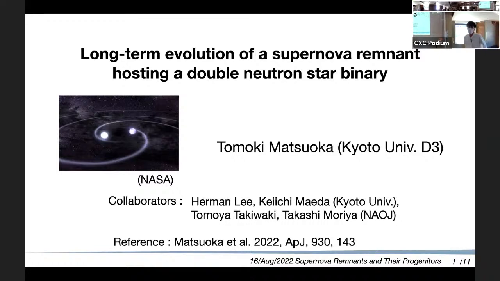Okay. So thank you very much for giving me an opportunity to give a talk in this workshop. My name is Tomoki Matsuoka, a PhD student at Kyoto University working with Herman Lee. And today I'll talk about the long-term evolution of a supernova remnant hosting a double neutron star binary.